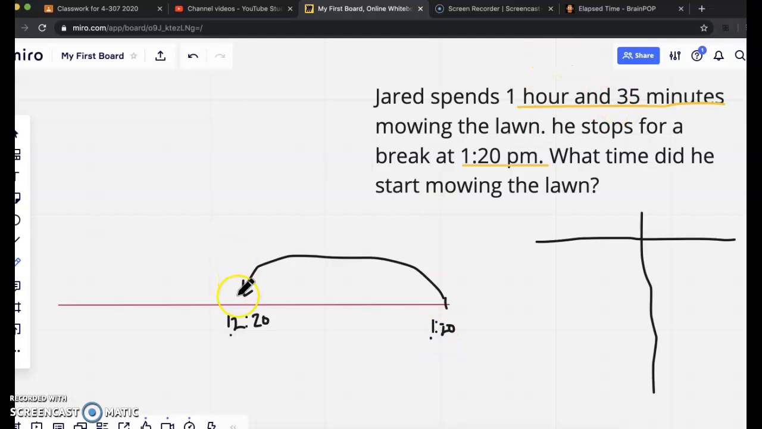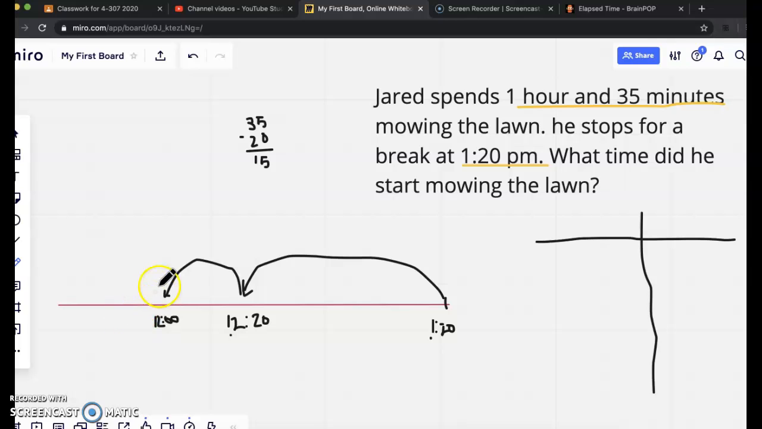35 minutes. Okay, so we have 20 minutes here. So what I would do is start with 35, and I'm going to subtract 20. That leaves us with 15. So now I'm going to take away 20, and that's going to get me to 12 o'clock on the dot. But I have 15 more minutes left.